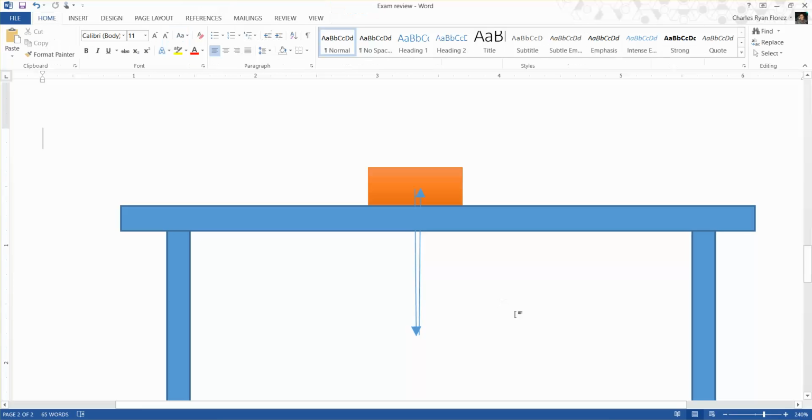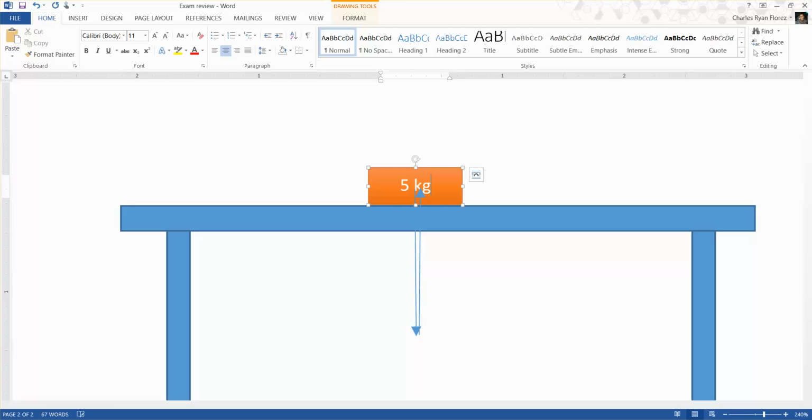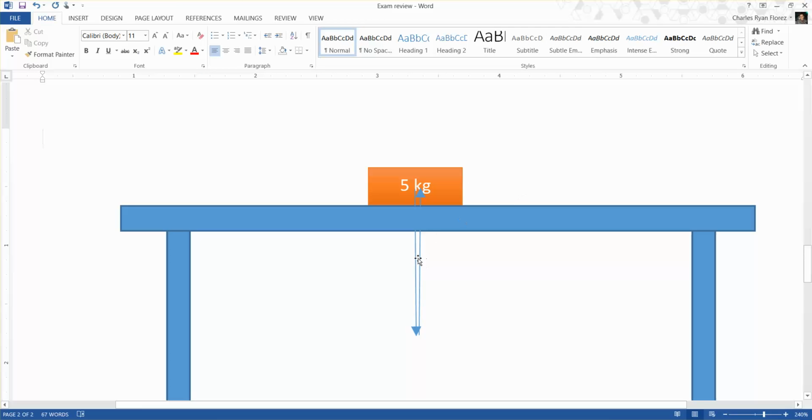Okay, so if the book is just standing still, these are in equilibrium, so they are the same. They are the exact same. So let's say this is 5 kilograms. I don't know if that's logical or not, but let's say they're 5 kilograms.